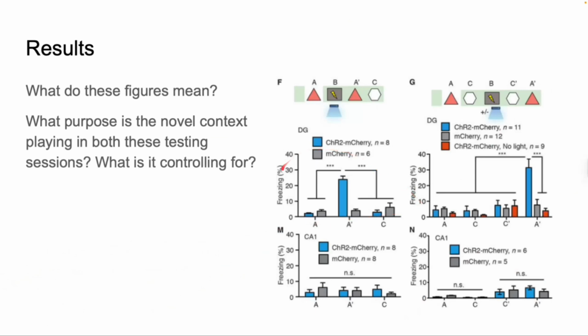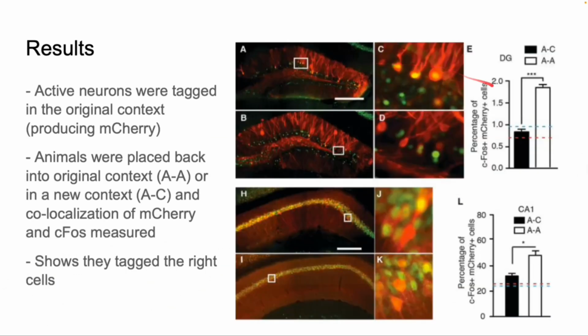Okay, so tell me a little bit about this figure. Let's start with F, and then, yeah, let's just start with F for now. So tell me a little bit about what these mean. Remember, we just talked about this in the methods section. What do the dotted lines mean?